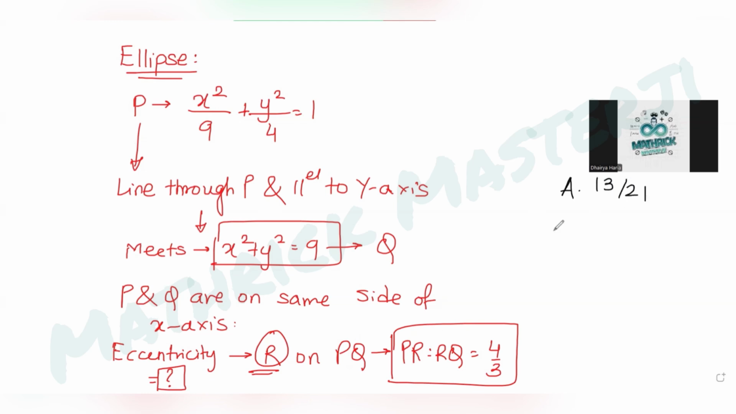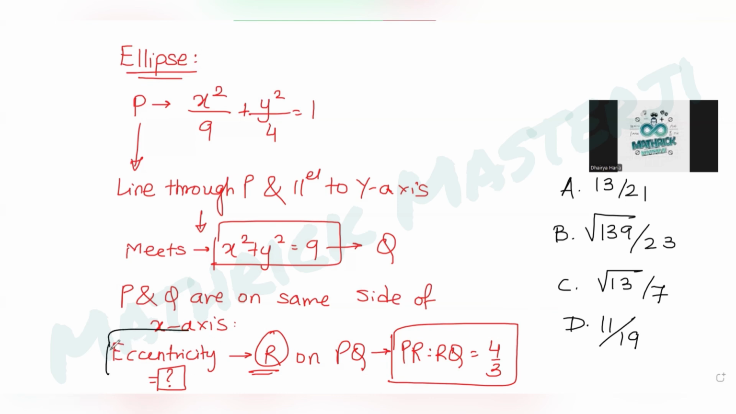Now, the answer choices given here are: A, 13 over 21. B, square root of 139 over 23. C, square root of 13 over 7. And D, 11 over 19. We need to figure out which one of the answer choices is the correct answer for this question. Let's evaluate this question further and figure out the solution.